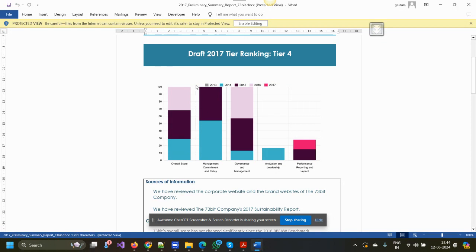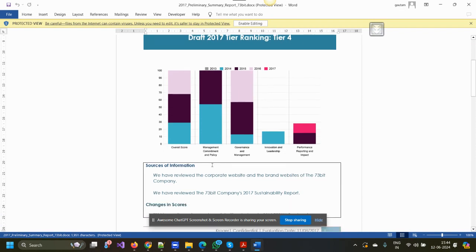If you have year-on-year data already with you, then you can show a year-on-year kind of stacked bar chart. For the overall score, what is the year-on-year score? Then for each section, what is the year-on-year score? This would give companies something to compare.